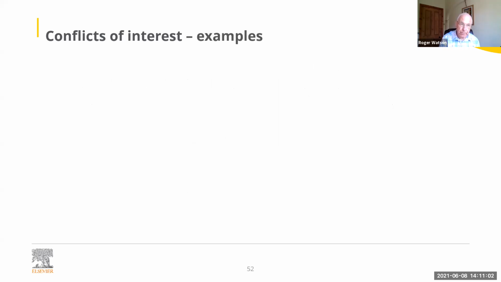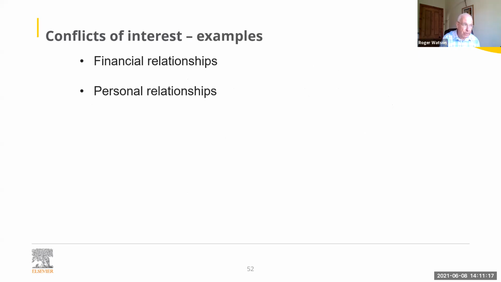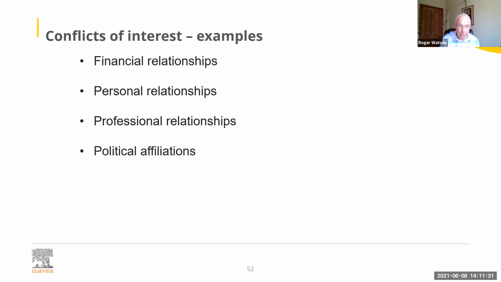So there are endless examples of conflicts of interest, but financial relationships, as I've just said, having your research paid for or being paid by an institution, personal relationships with people, you may be related to someone in a company that's funding your research, that needs to be declared. Professional relationships, for example, visiting professorships and honorary professorships, these should always be declared.